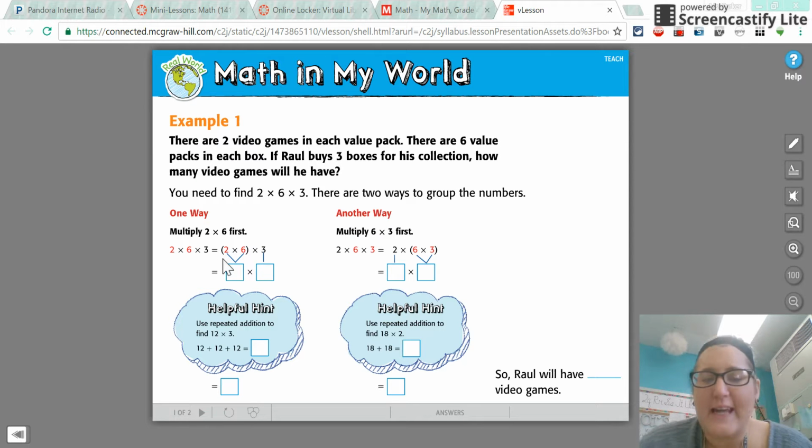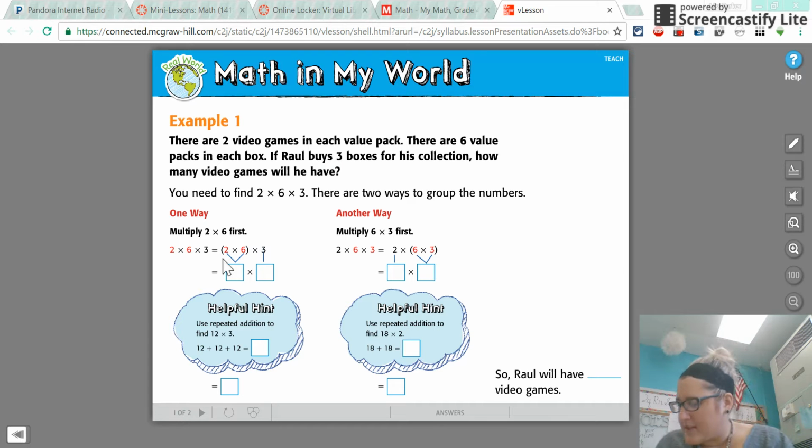Now we're doing 18 times 2. Don't forget that helpful hint, especially when we're dealing with bigger numbers. That helpful hint is to use repeated addition. So 18 times 2, that's 18 two times. 18 plus 18, guess what it's going to be? 36. Because with the associative property, it doesn't matter which way you mix it up. It's still going to be that same answer of 36. So Raul will have 36 video games.